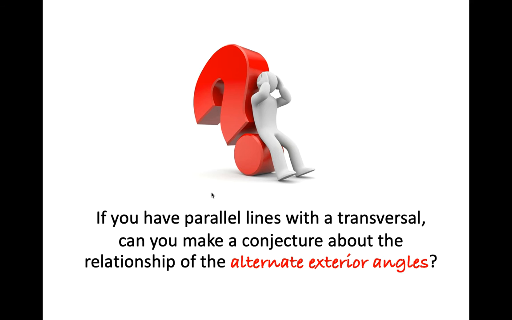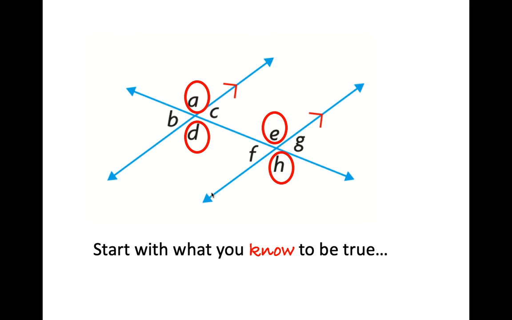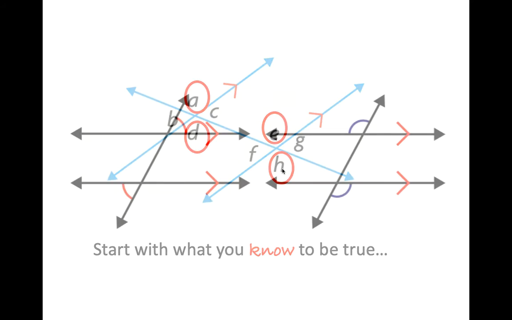If you have parallel lines with a transversal, can you make a conjecture about the relationship of alternate exterior angles? Well, we know from the diagram that we used to be true that alternate exterior angles are also equal. We used it. These guys were vertical, these guys were corresponding, these ones were vertical, so we knew that this one and this one were the same.